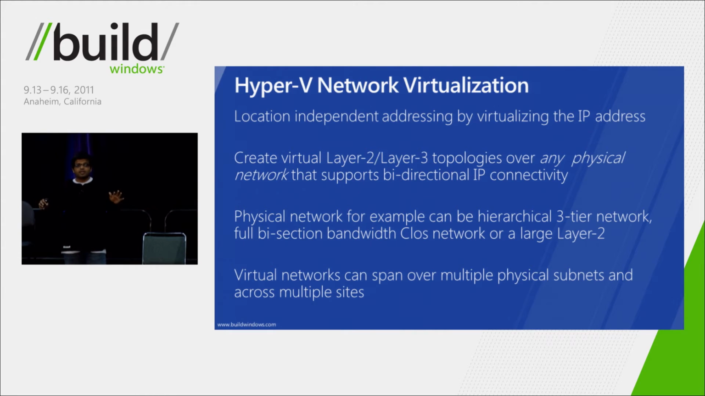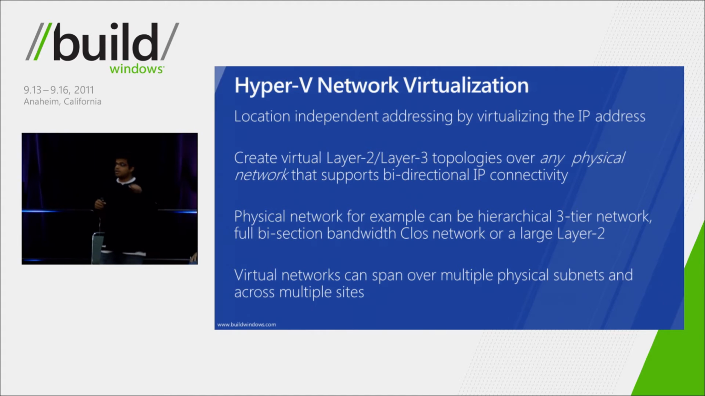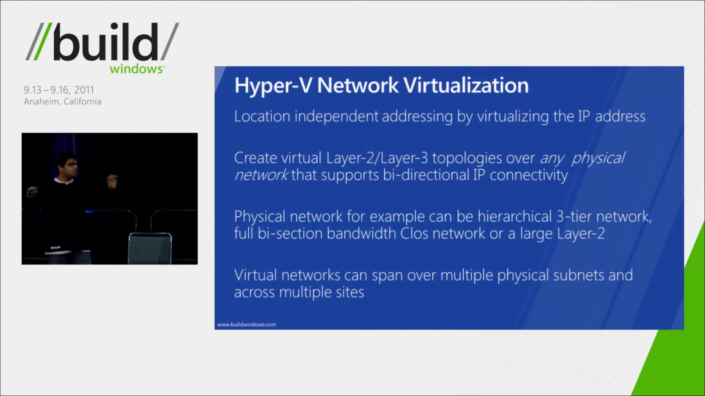But other than that, you could take any physical network, for instance, a hierarchical 3-tier network, or if you're building these Clos or 2-level fabric networks which provide you full bisection bandwidth, any of that, or even a large layer 2 with technologies like TRILL, this concept of network virtualization will work on all those physical networks. Now, the other important thing to note is your virtual network can now not only span multiple physical subnets, it can also span multiple sites or multiple data centers.